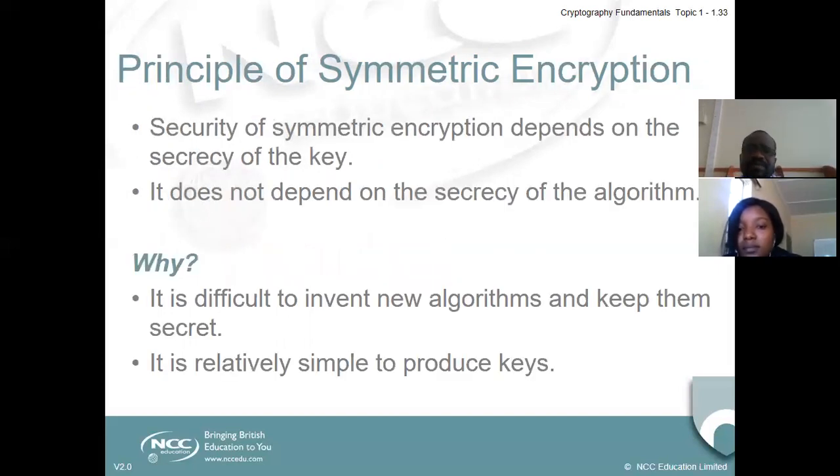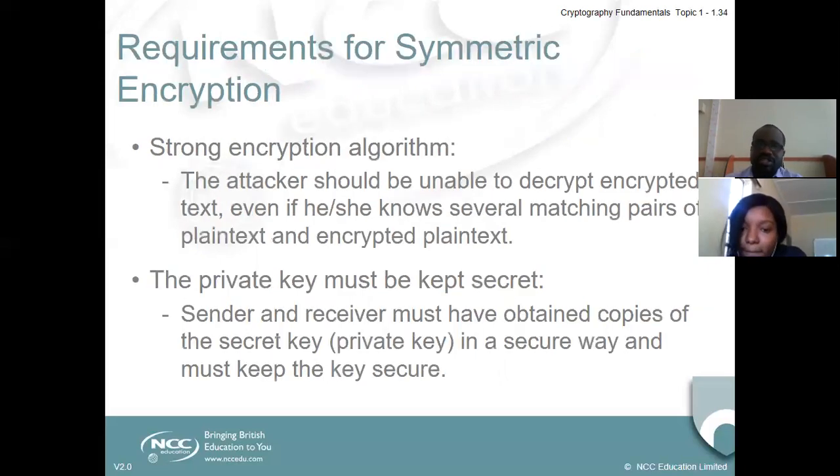Principles of symmetric encryption: the security of symmetric encryption depends on the secrecy of the key. It does not depend on the secrecy of the algorithm. Why? It is difficult to invent new algorithms and keep them secret, but it is relatively simple to produce keys. Requirements for symmetric encryption: we have strong encryption. Under strong encryption, the attacker should be unable to decrypt encrypted text, even if he or she knows several matching pairs of plain text and ciphertext.